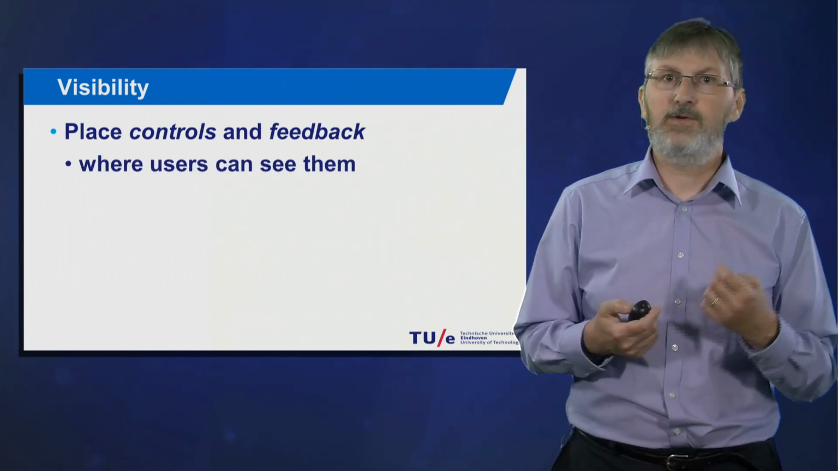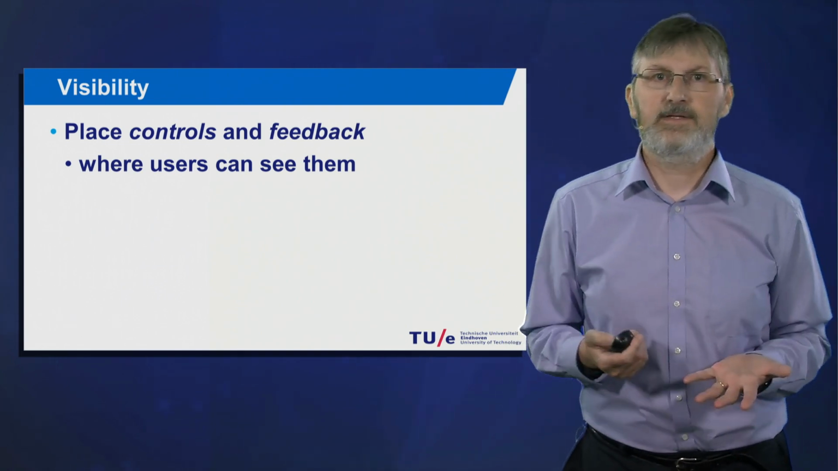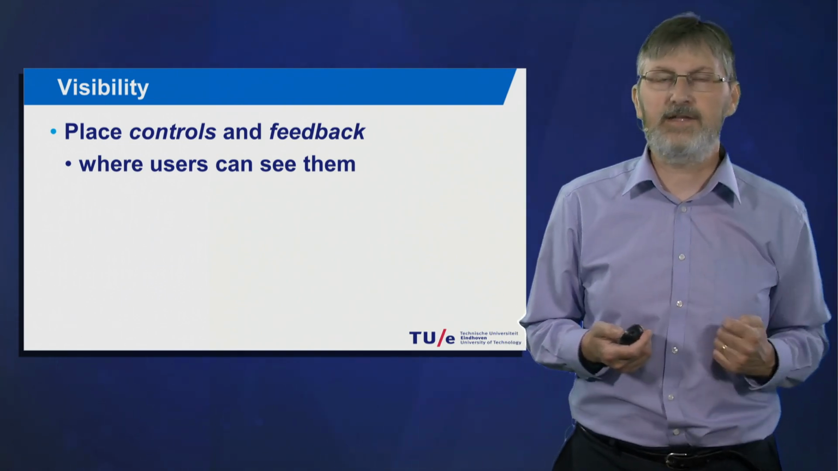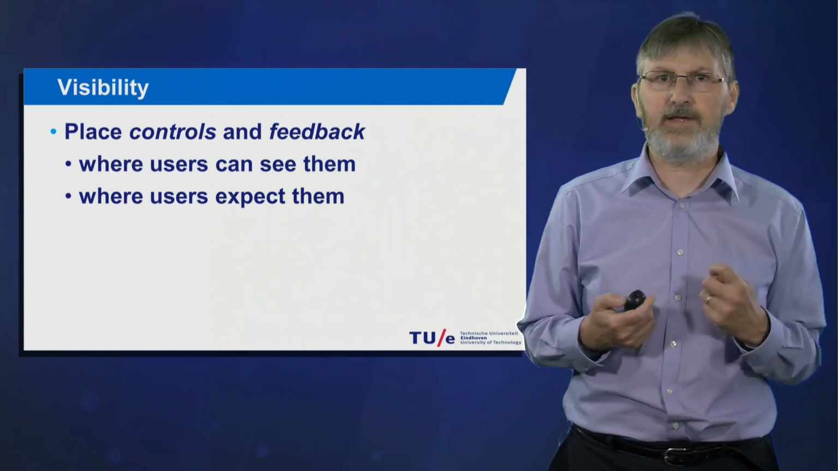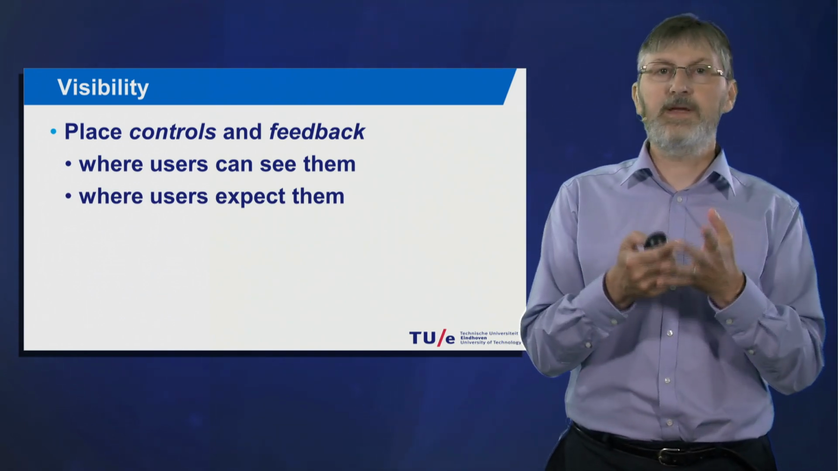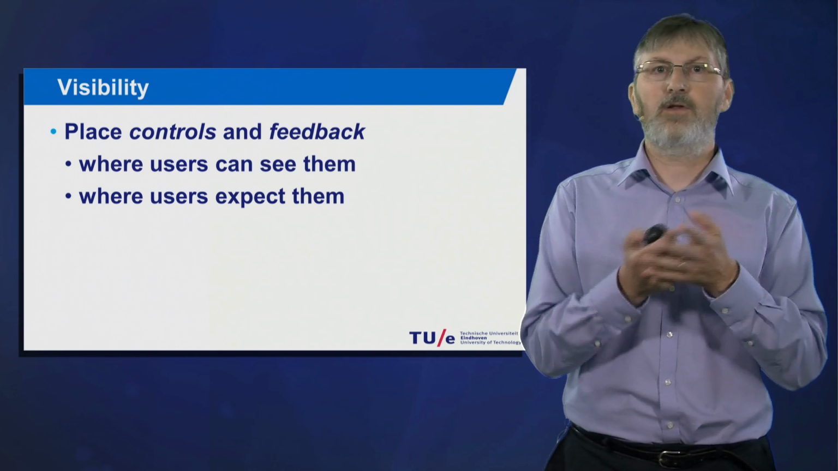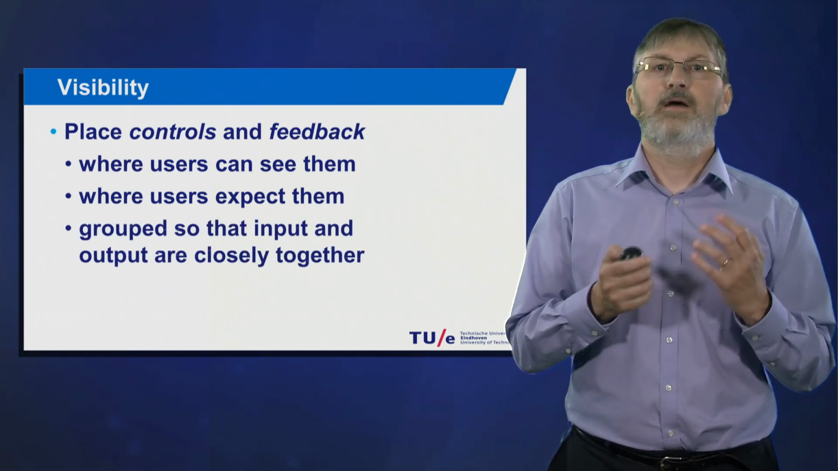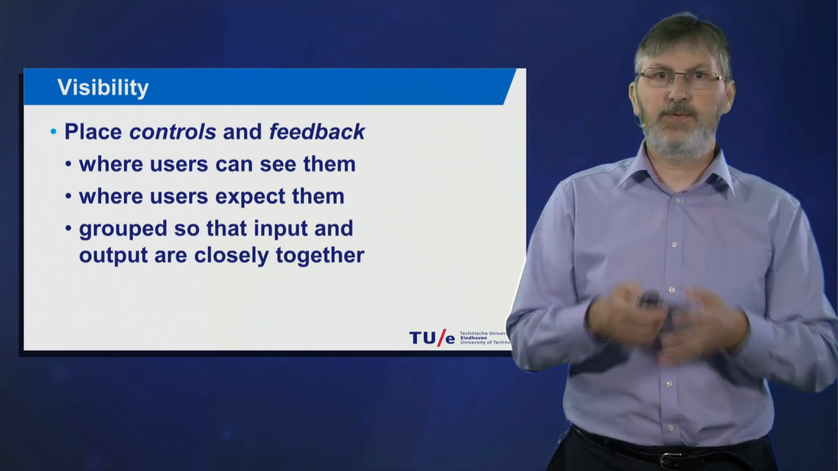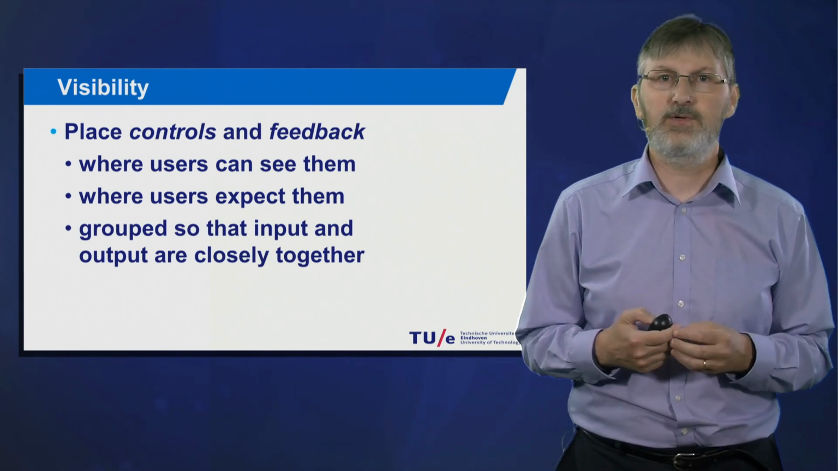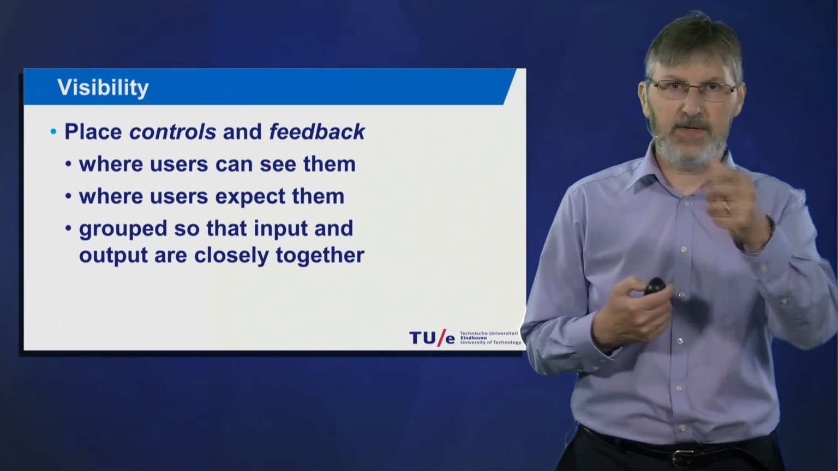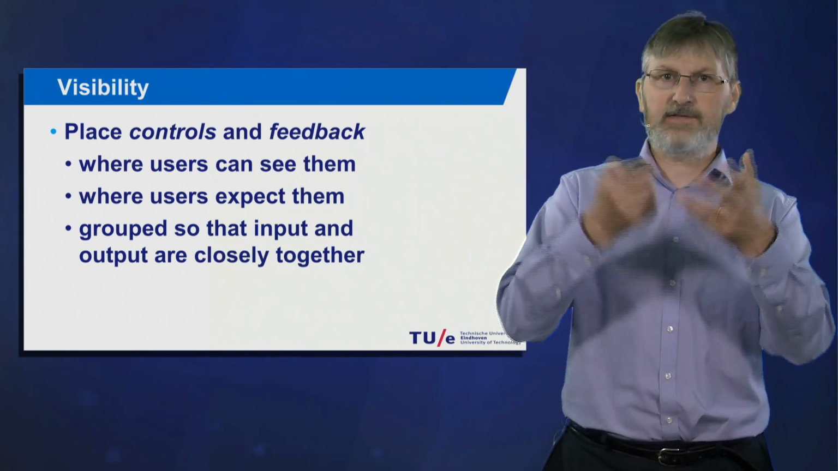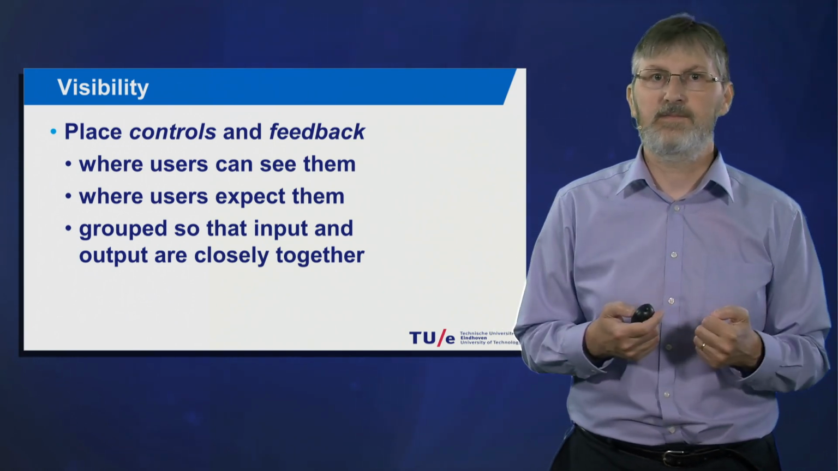Controls need to be where users can see them, obviously. Right? That's visibility, but it's more than that. They also need to be where users expect them, because there is a big difference between seeing and looking. Now, when we group input and output, we can already assure that when the input is found, you press the button, that the effect of the action can also be seen.